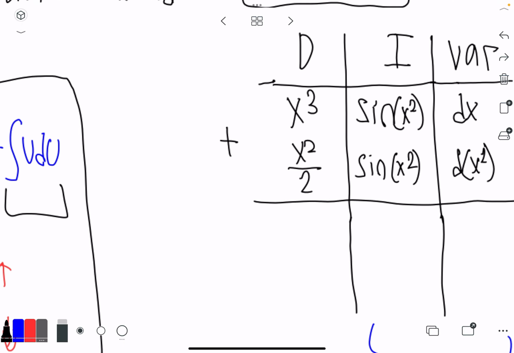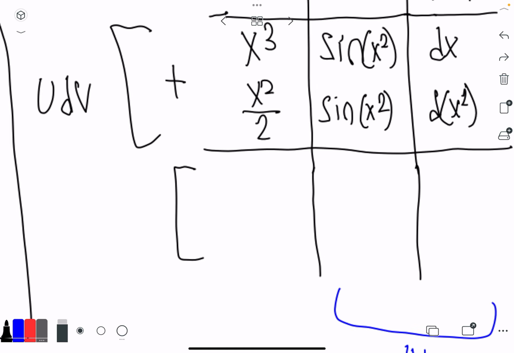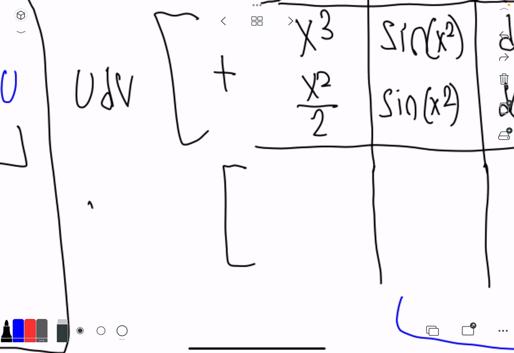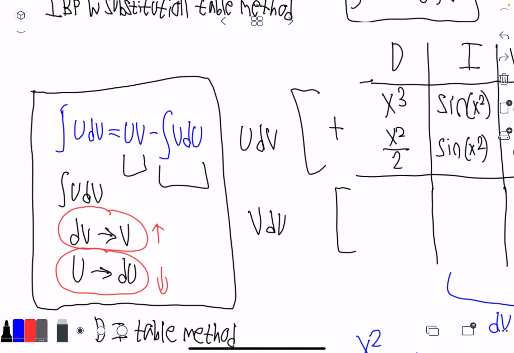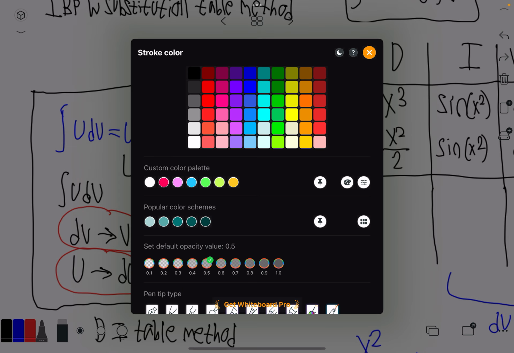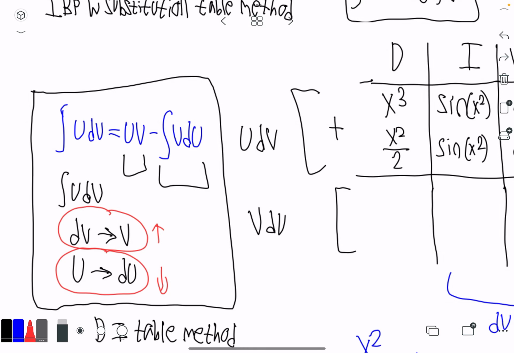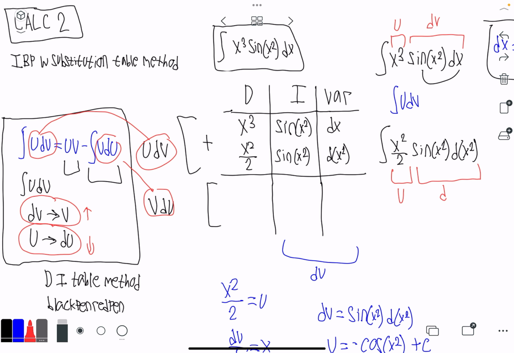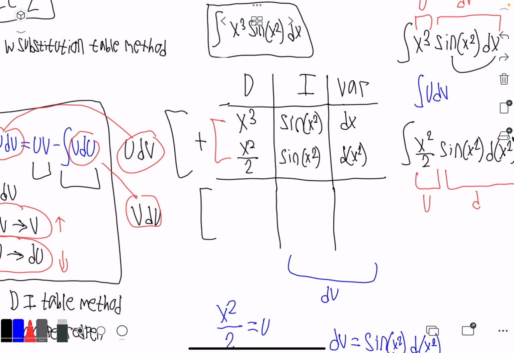So the column here is u dv. The column underneath it is where we're writing v du. This part is v du. This is u dv. Well, we just have two different rows because we rewrite the equation.